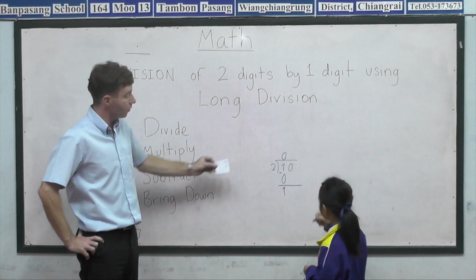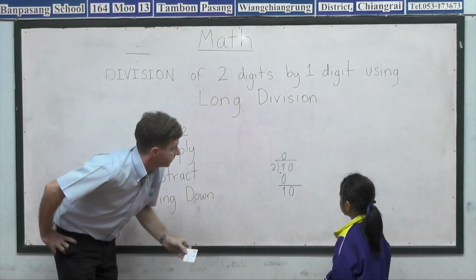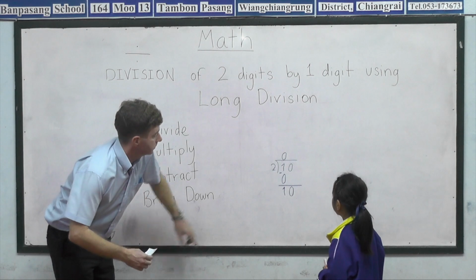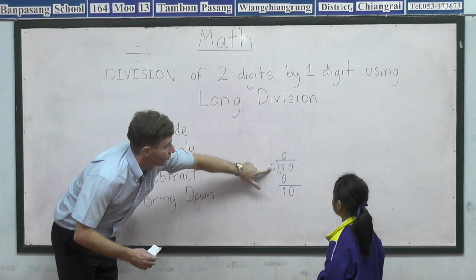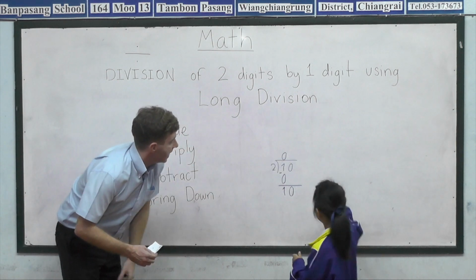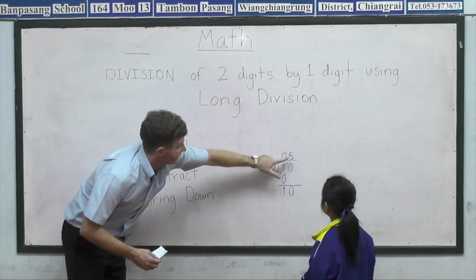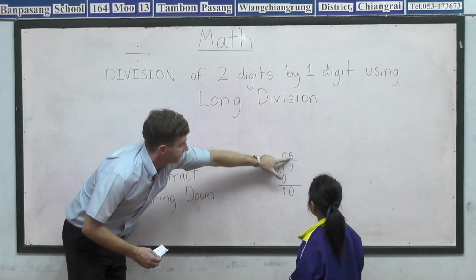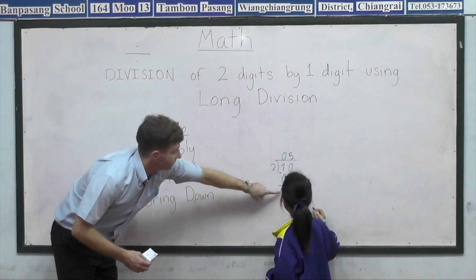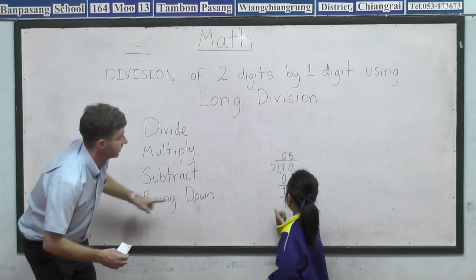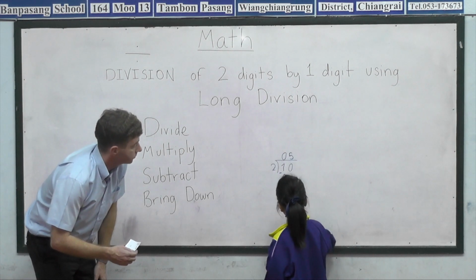We bring 0 down. So now we have how many? 10. Okay. So 10 divided by 2 equals 5. 2 times 5 equals 10. 10 subtracted by 10 equals 0.